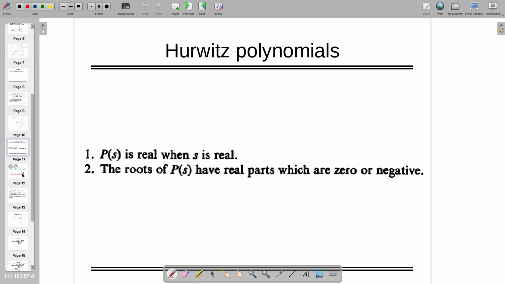And there is one more criterion, but it's better we talk about this maybe next time. But are you following till now? Okay.